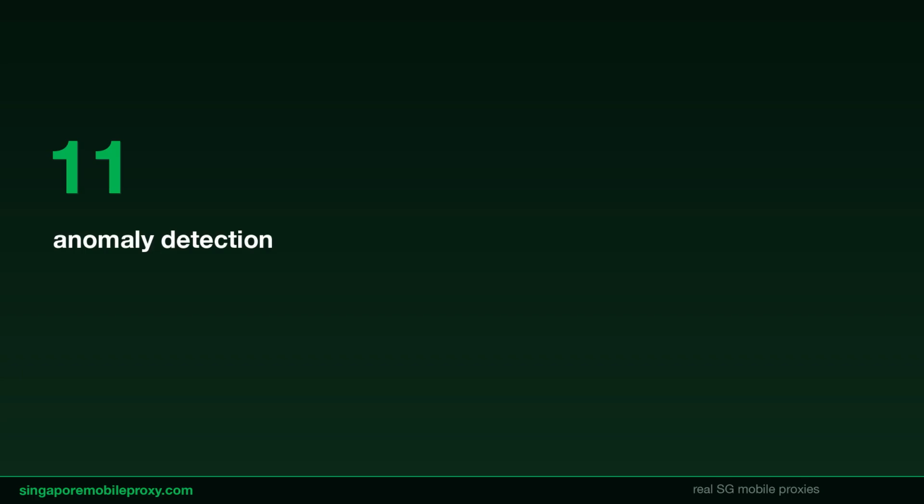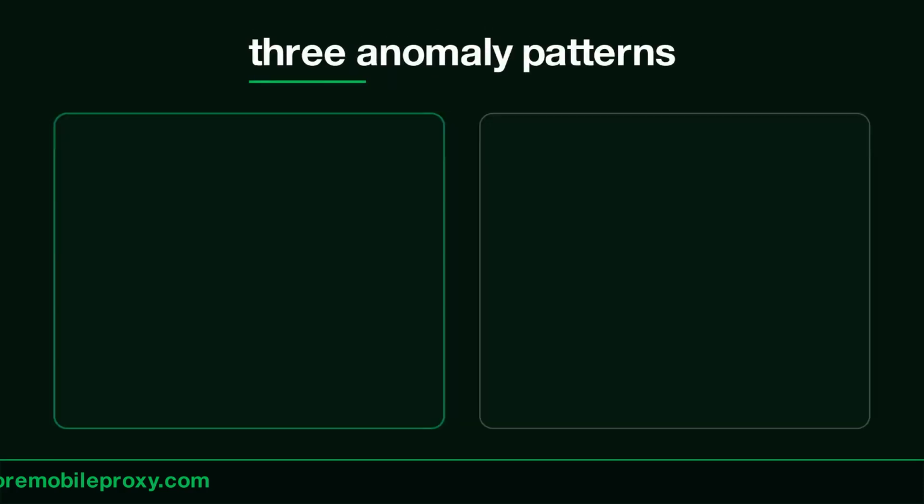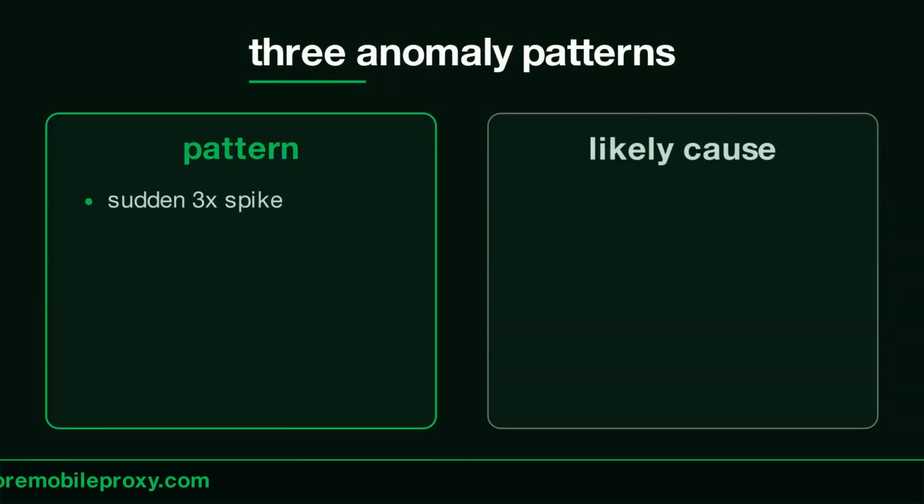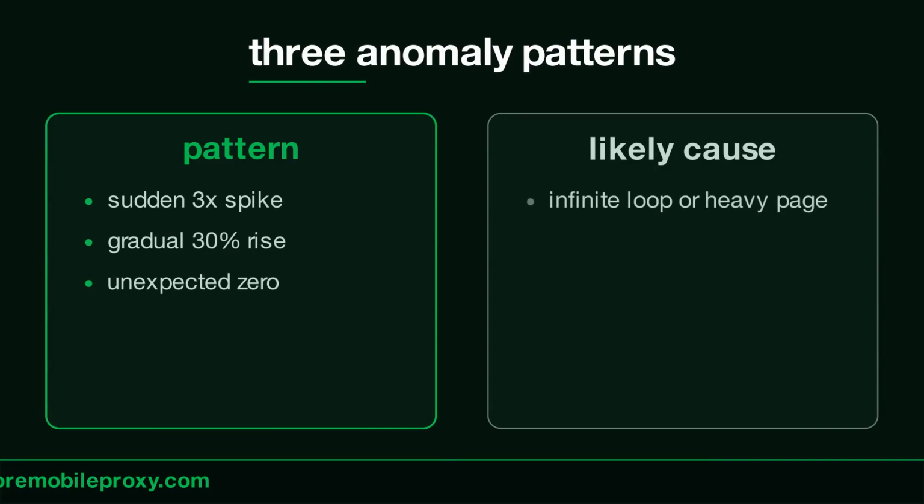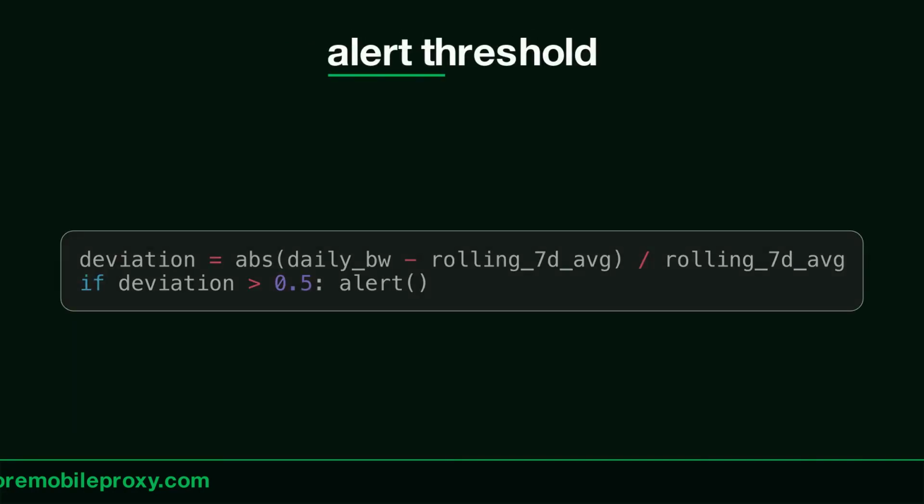Anomaly detection. For bandwidth, anomalies are usually a signal of a real problem. Three patterns to alert on. A sudden spike usually means a scraper hit an infinite loop or a new heavy page. A gradual 30% rise over weeks means target page weight grew or retry rate climbed. An unexpected zero means a scraper is broken or misconfigured. I recommend alerting on daily bandwidth deviating more than 50% from a 7-day rolling average.